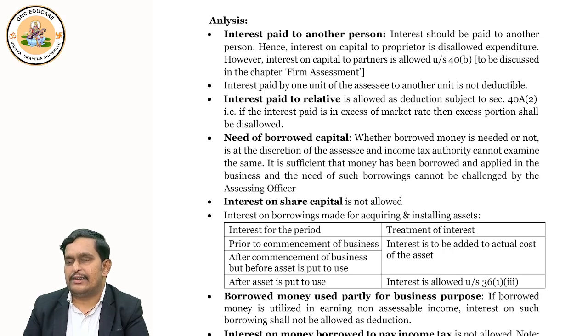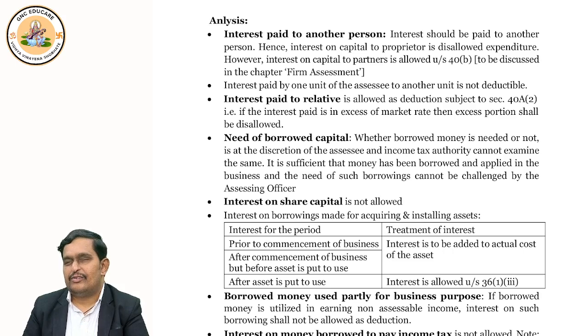So when it comes to relatives, can we take a loan? Can we pay interest? The answer is yes. Is it allowed under section 36? Yes. But how much is allowed? If it is on par with the market, allowed. Beyond the market, the extra cannot be deducted. Okay, we use the word disallowed under income tax.